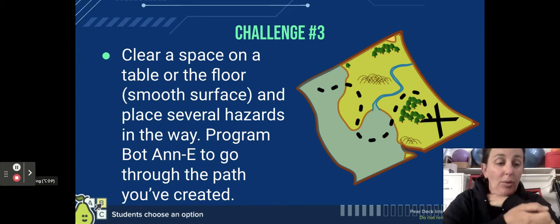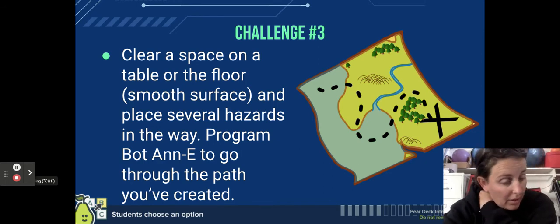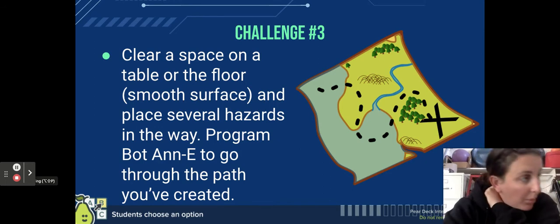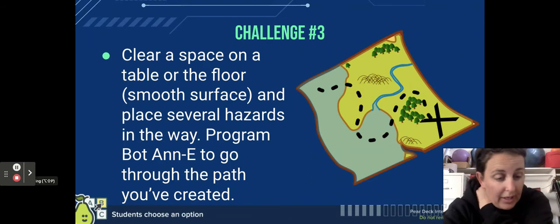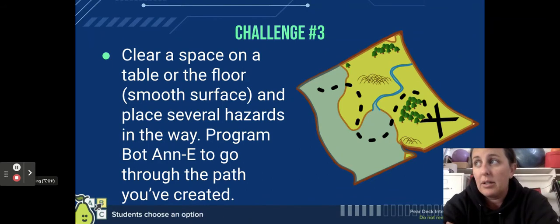You might have to do it a couple times. You might have to program your robot again if you didn't quite guesstimate the correct distance around your object, or maybe you over guesstimated. So feel free to play with it. And remember, if you ever need to just start over, you can turn it off and turn it back on, and then you can start again.